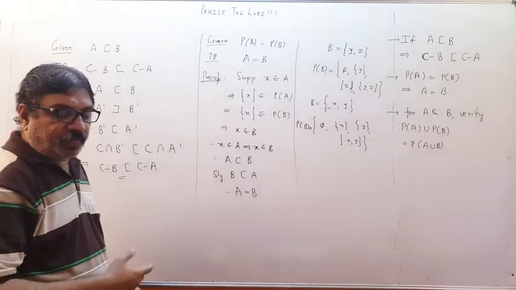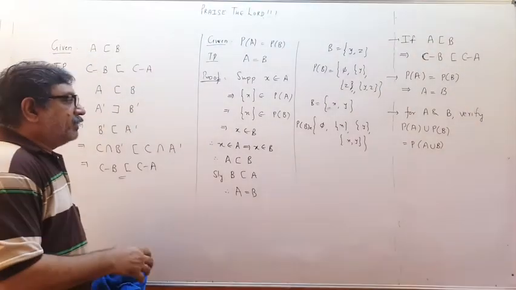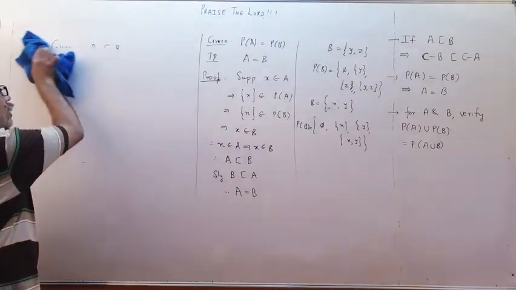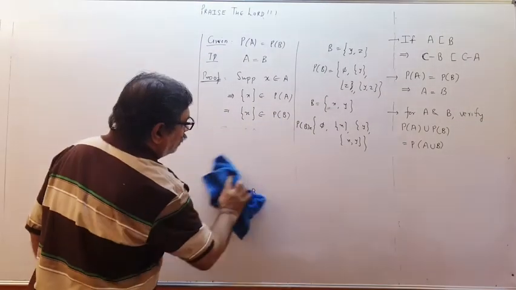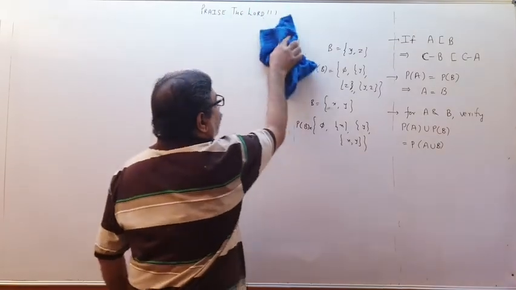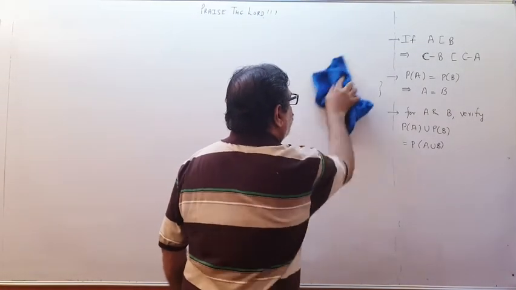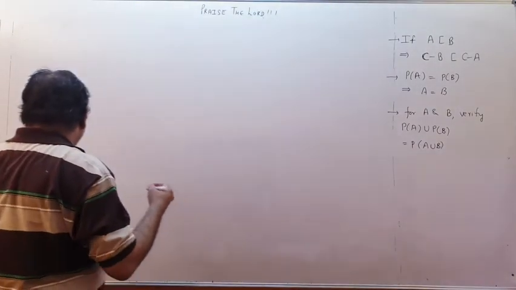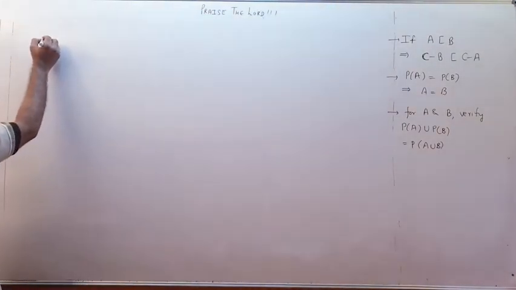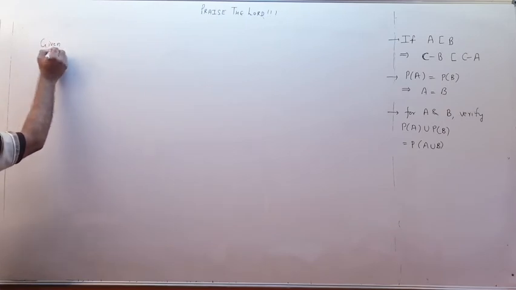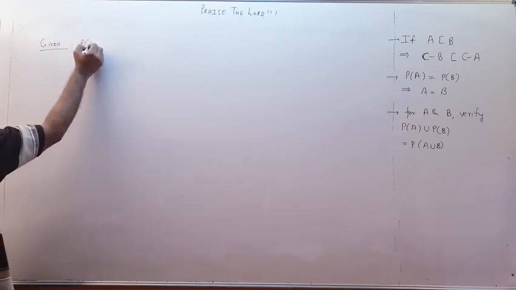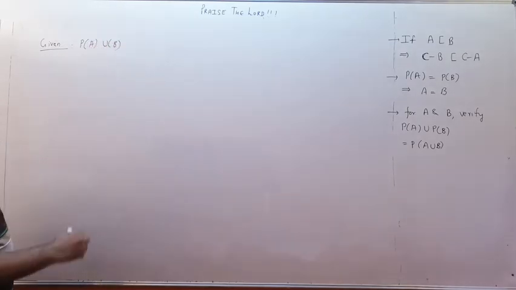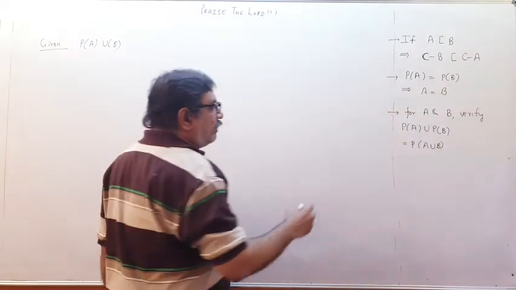Like this. Please pause and copy, children. I need to do the third sum. Please pause and copy. See, PA union PB, we have to, given is PA union PB. We have to verify PA union B will be equal to this much or not.